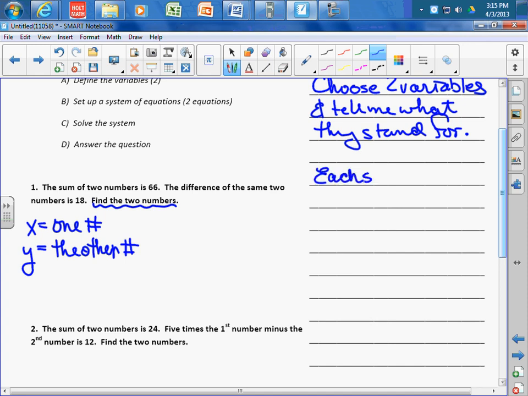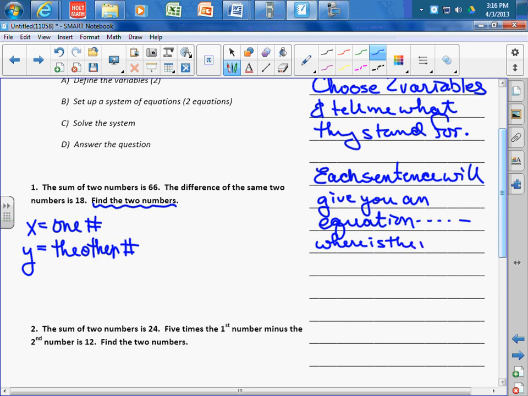So now, also keep this in mind. Each sentence will give you an equation. Where do you find the verb? Where is the verb? Well, in this sentence right here, is the verb. Why is that important? Because that's the equal sign. So the sum of two numbers is equals 66.